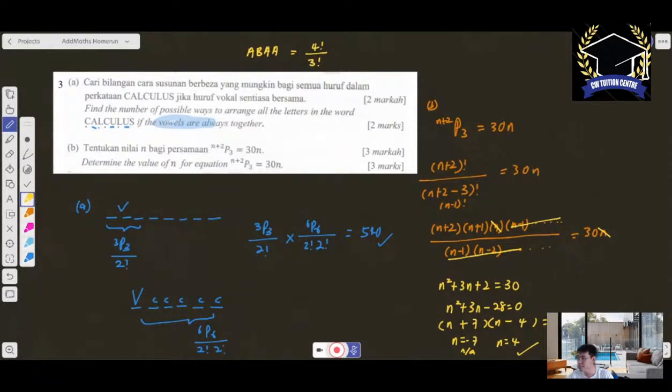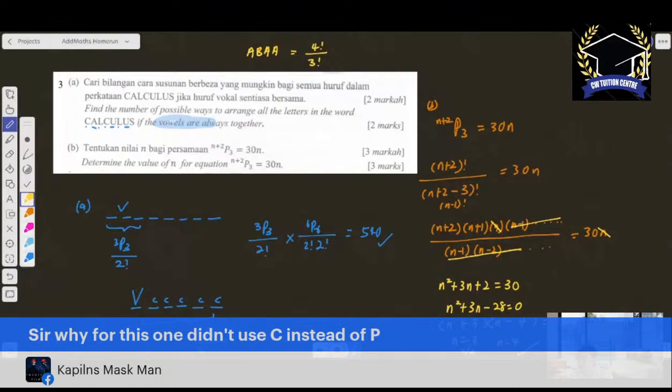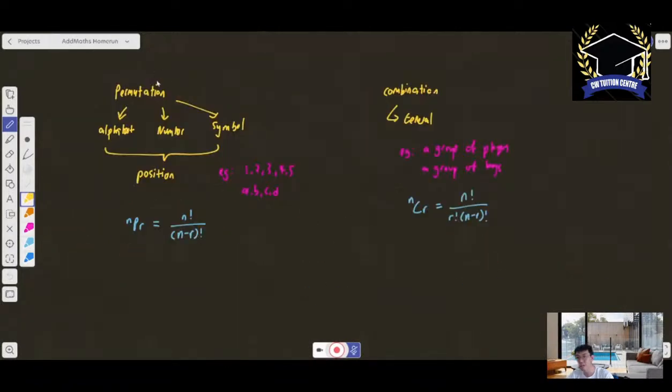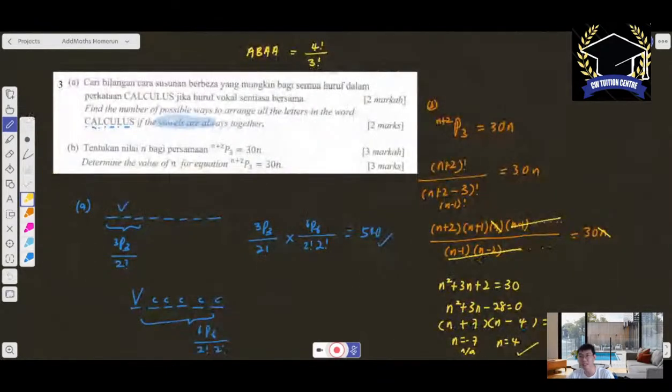Am I getting any questions here? Captain asks, sir, why for this one didn't use C instead of P? Like what I said, if you go to the first page that I mentioned, whenever we speak about permutation, it is related to alphabet, number, symbol, or the word arrange. With the word arrange, you use permutation. So you see, in this part there is the word arrange. And also, even if you don't see the word arrange, you see the word calculus, which is alphabet. Then you use permutation, not combination.